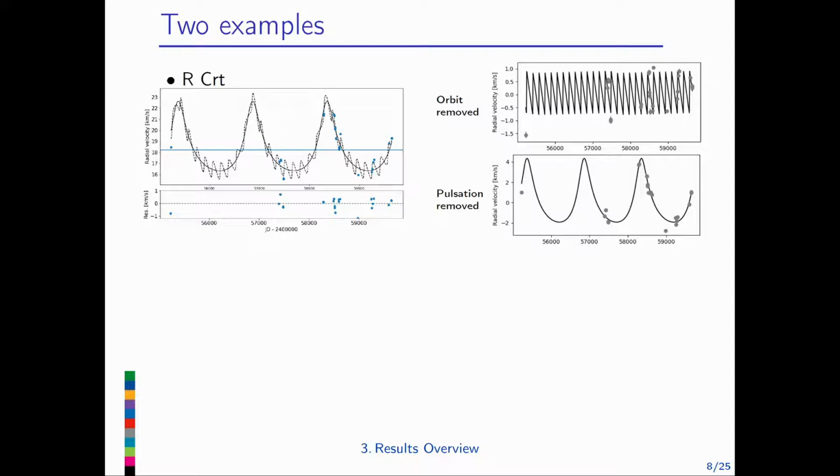So here we have only the pulsation. The star pulsates at 160 days, and when the pulsation is removed, we can see the orbit.